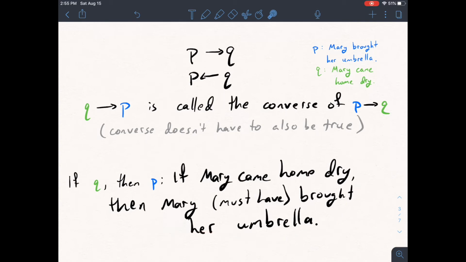The converse would be logically equivalent to our original statement. But we don't know whether or not it rained out. So if the context were to be clarified to say that it was not raining out, then the statement would not even be a true statement, because if Mary came home dry, then we would have no way of knowing whether or not she brought her umbrella, because maybe she just didn't bring her umbrella, but there was no rain, so she didn't get wet. Okay, so the point of that is just to know that the converse does not also have to be true. So the converse of a statement is independent of the original statement being true.